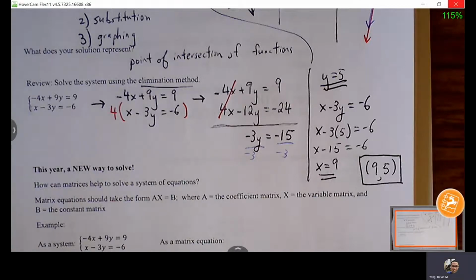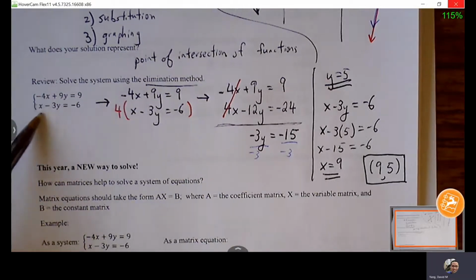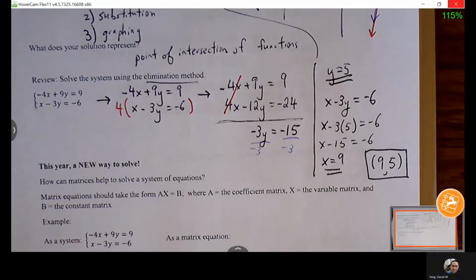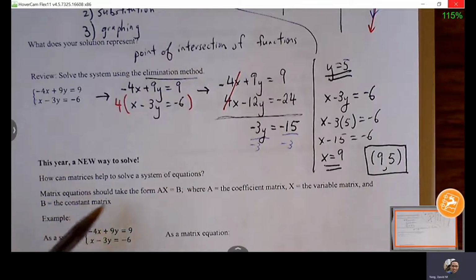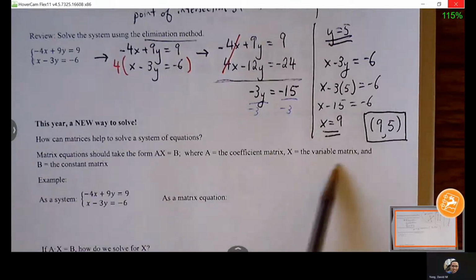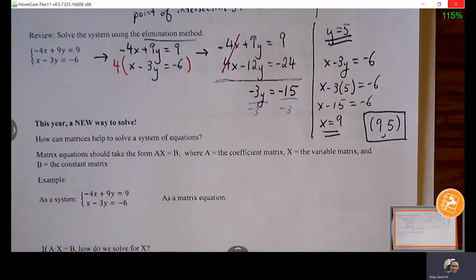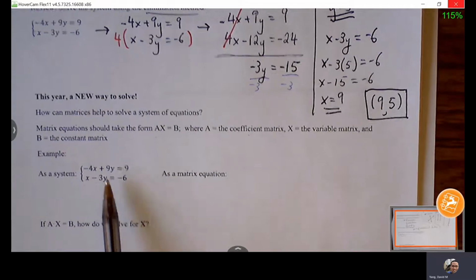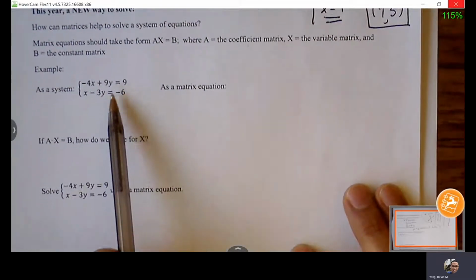Okay, so now we have a new way to solve. We're going to be able to use matrices to help us solve this equation, and we should arrive at the same answer. So matrices will have to take on the form of AX equals B, okay, where A is the coefficient matrix, X is the variable matrix, and B is the constant matrix. So this is how we're going to go back to the original system of equations that we already solved, and now we're going to represent it using matrices.